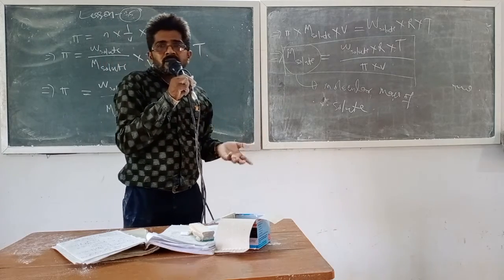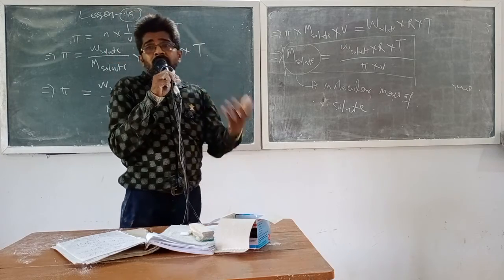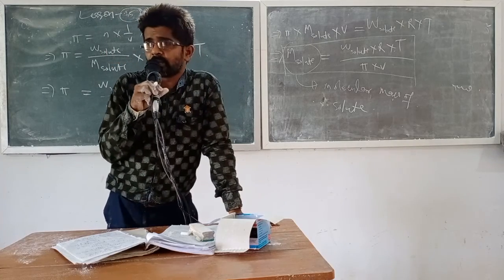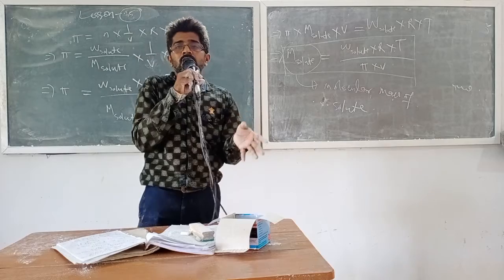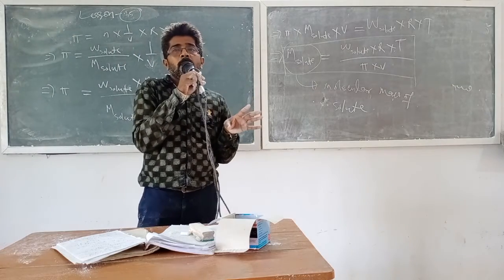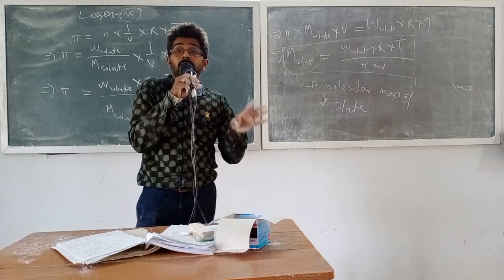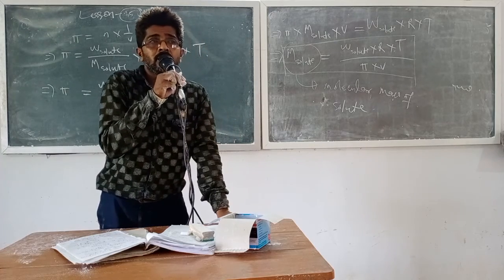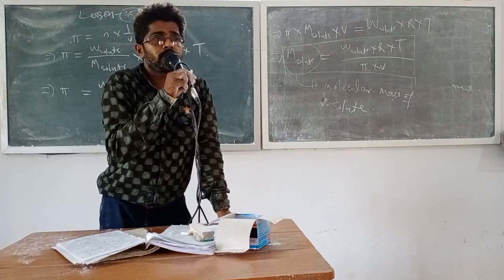We also know that pi is proportional to concentration. Concentration means the number of moles of the solute. So as osmotic pressure pi depends upon the number of moles of solute but not upon the nature of the solute, hence it is a colligative property.